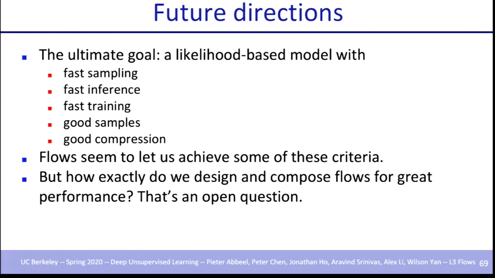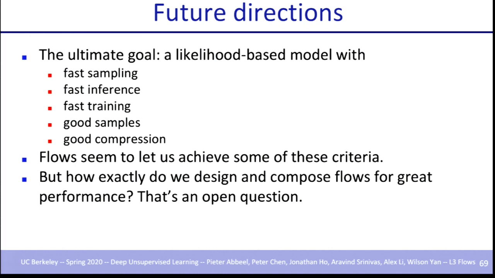So, some future directions. Of all generative model lines of work, flow models probably have the fewest research papers so far, so possibly the most room for improvement. The ultimate goal is a likelihood-based model with fast sampling, fast inference, fast training, good samples, and good compression, so a low bits per dim score. Flows do seem to let us achieve some of these criteria, but there's definitely a lot of room for improvement. And probably a lot of it is in neural net architecture design that is compatible with flows.